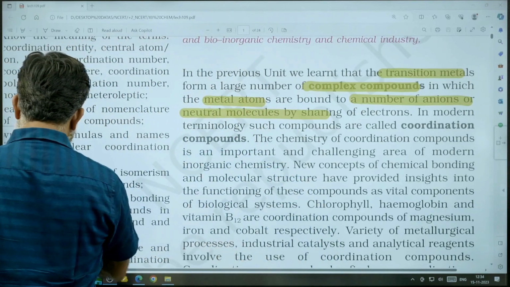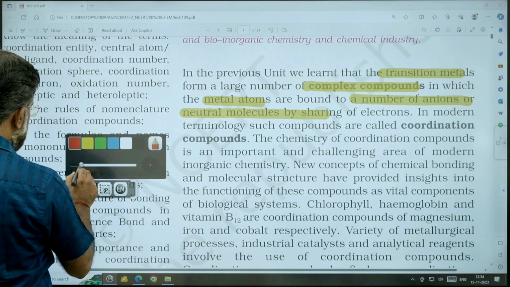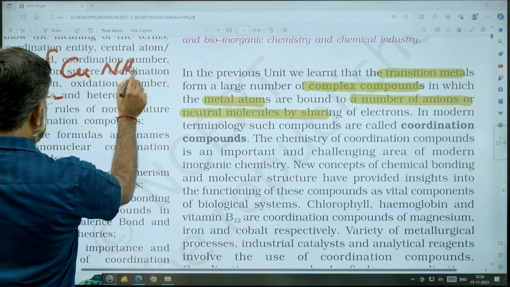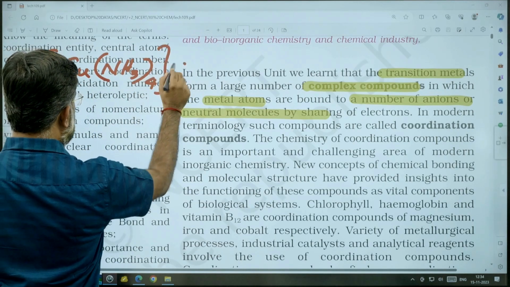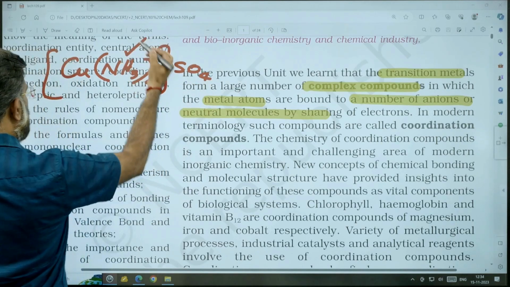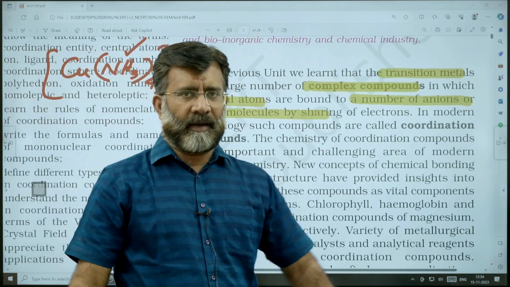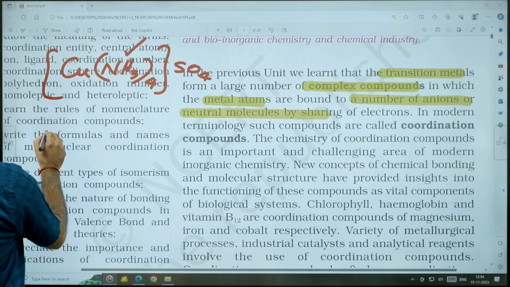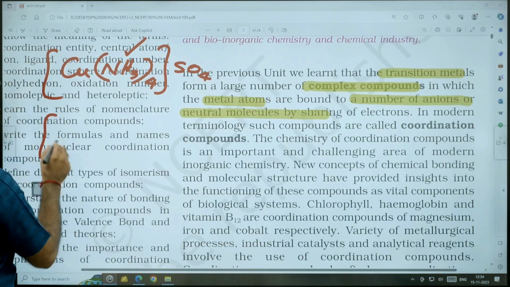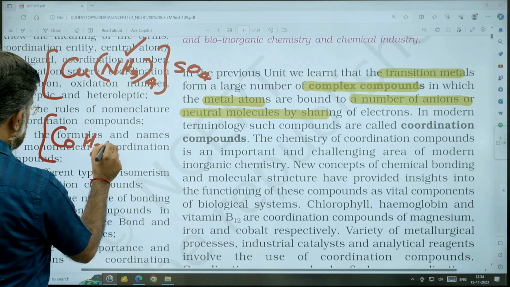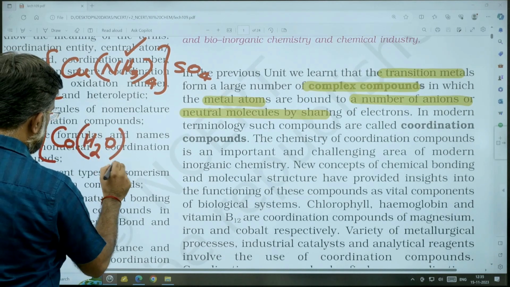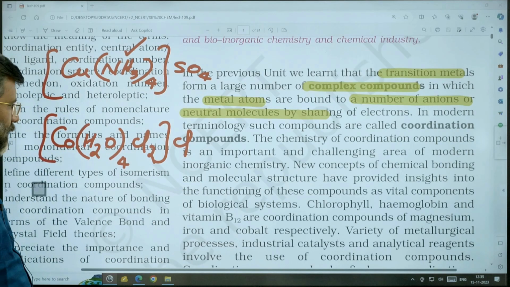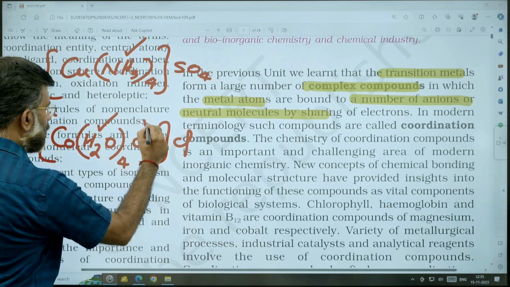Many of you know, but still we can understand. If we take, say, for example, the cuprammonium complex, Cu(NH3)4 SO4. See, the neutral molecules are surrounding the central metal atom copper, right? It can also be anions surrounding. You see that CO, H2O, 4 times Cl2, Cl. Look at the complex. It can be neutral molecules or it can be anions.